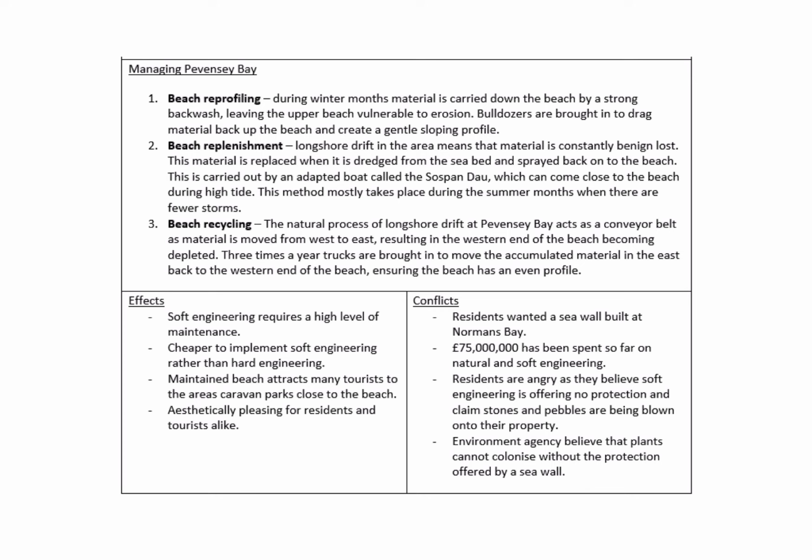You've got beach replenishment. We're constantly losing material on the beach, and we know that because we've got processes like longshore drift and transportation. So they dredge the seabed and spray that material all the way back onto the beach. So the cycle almost starts again. It's not a permanent fix.